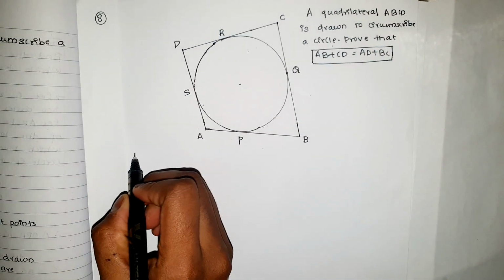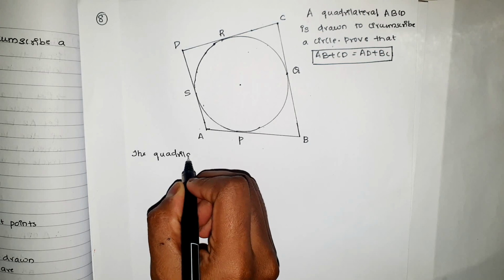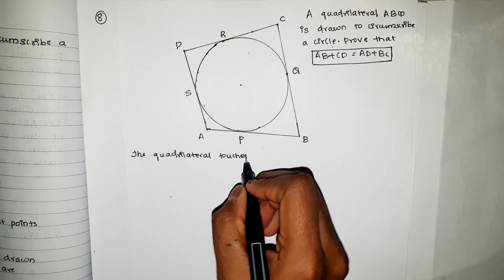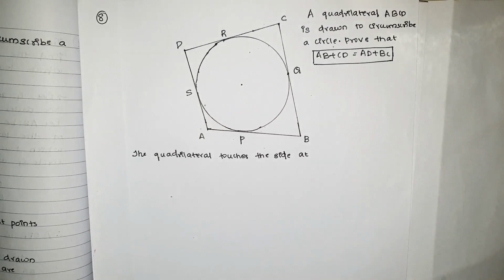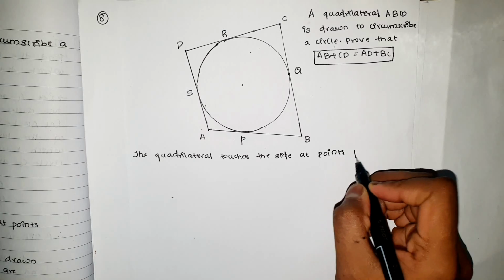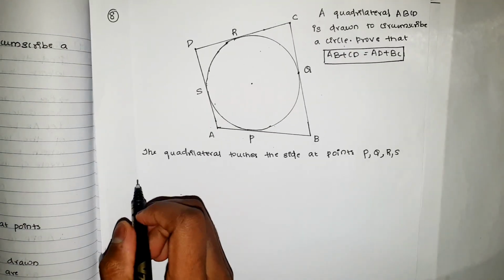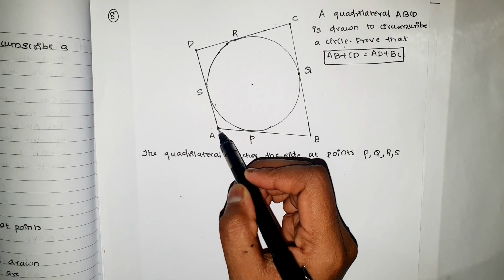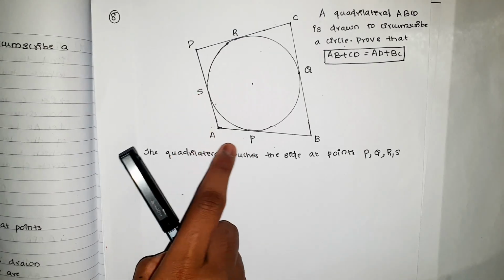Okay. So, the quadrilateral touches the sides at points P, Q, R, S. Okay. So, here we can use theorem 10.2. This A is an external point and AS and AP are tangents. So, we can say AS is equal to AP.